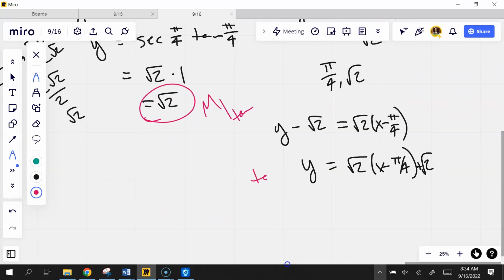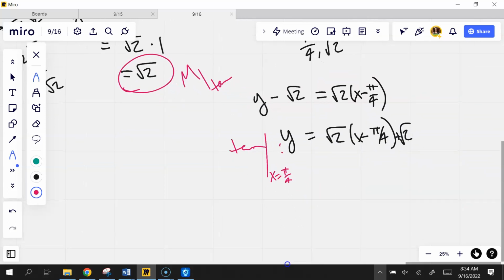So this is tan when x equals pi over 4, and then I need the normal. Negative reciprocal of square root of 2 is, which is back where we started, right? Because we had already flipped it. And then the point.